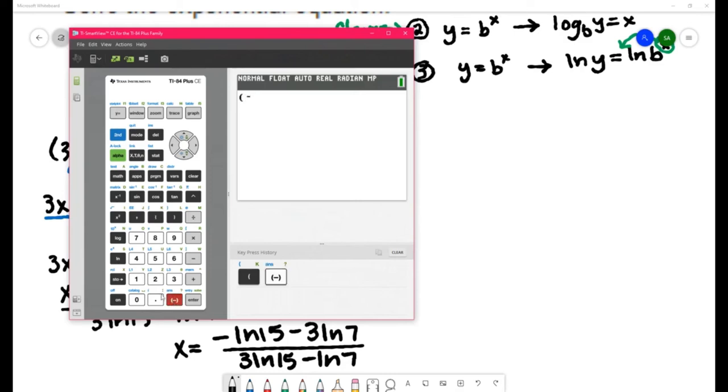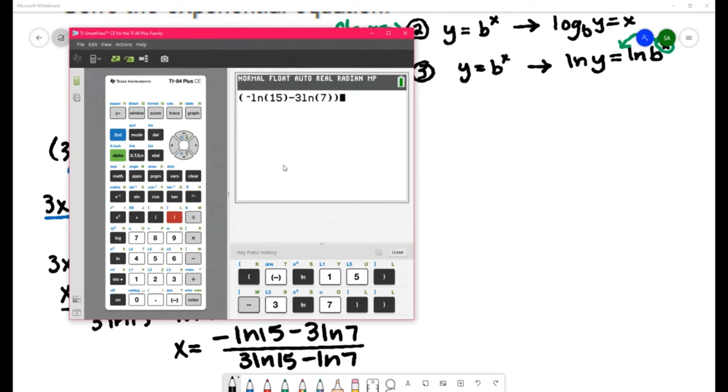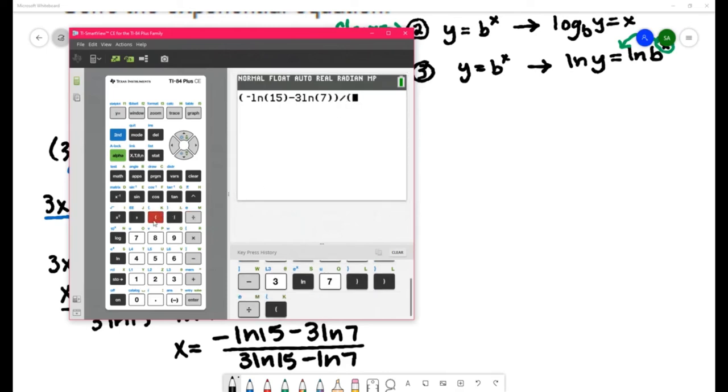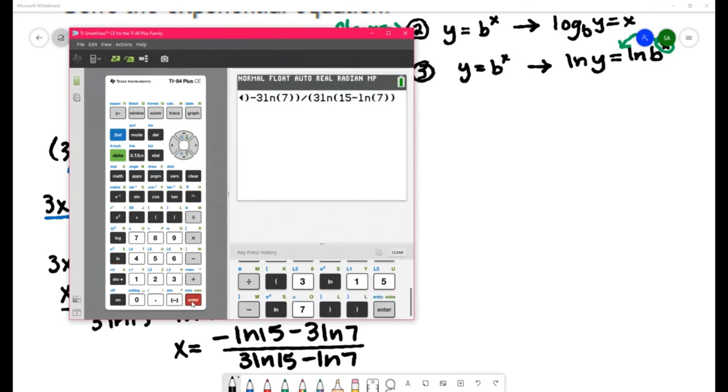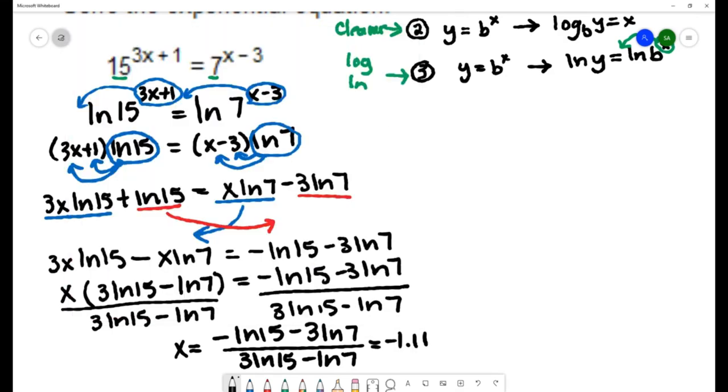So I've got negative ln of 15 minus 3 ln of 7. And I need to close parentheses for the whole numerator. And I'm also putting parentheses around the denominator, so that would be 3 natural log of 15 minus natural log of 7. And I'm closing parentheses for the denominator as well. So we've got negative 1 point, let's round to 2 decimal places, that would be negative 1.11.